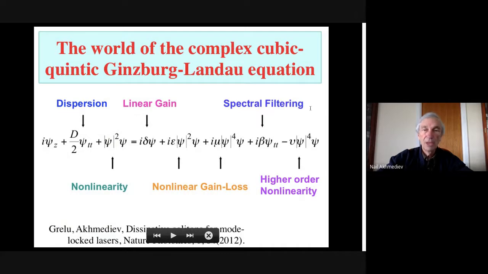Now let's turn to the actual equation. If we look into this equation, we can see on the left-hand side, it's a classical nonlinear Schrödinger equation. If you recognize it, the first term is the first derivative. In mathematics, it would be the time derivative. If we are talking about optical fibers, this Z is the distance of propagation along the optical fiber. The second term is responsible for dispersion in optical fiber, and D is the parameter of dispersion.